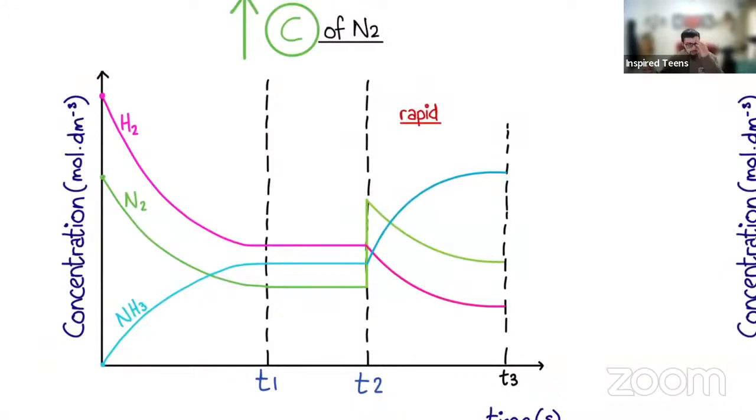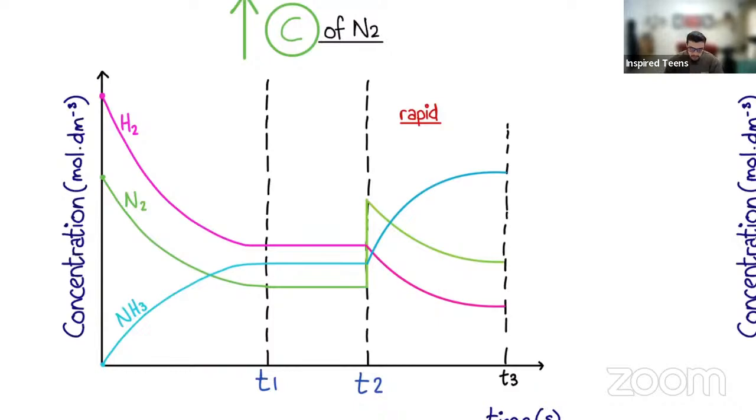Okay, and of course, equilibrium will be reestablished, right? At all the T3s, equilibrium is reestablished. Please keep that in mind. Okay, so there we see that rapid increase in the concentration of N2. Then, how do we determine from T2 to T3 the shape of the graph? Depending on which reaction was favored.